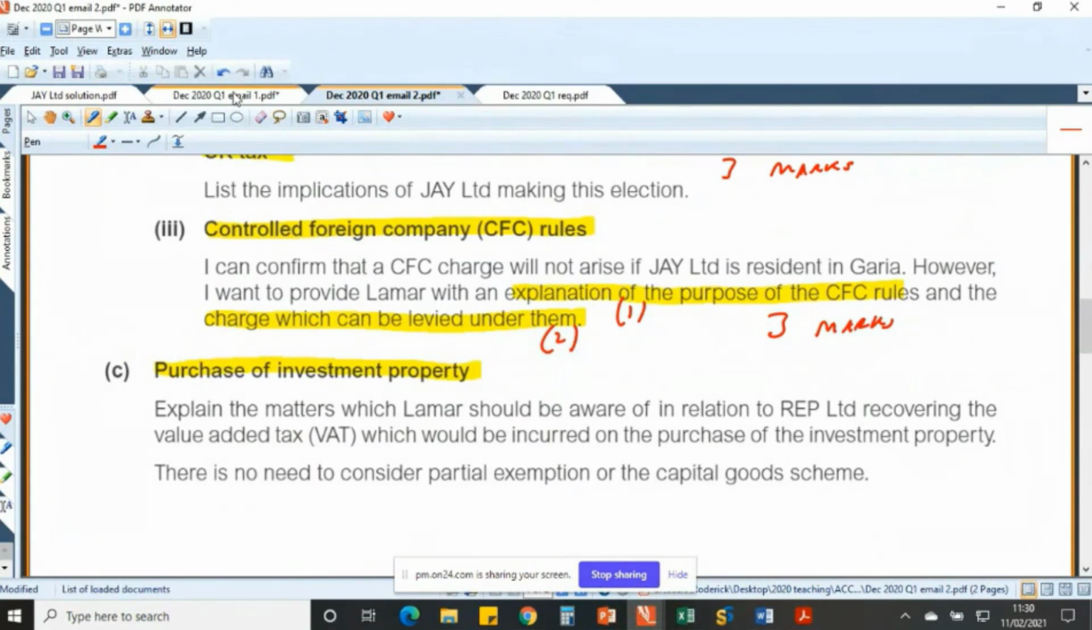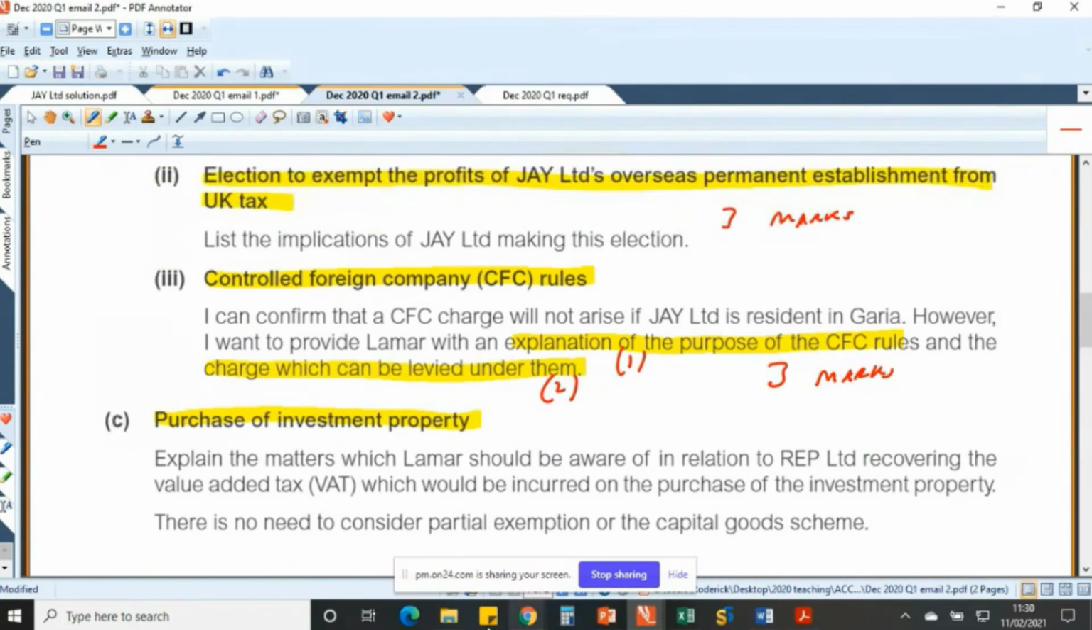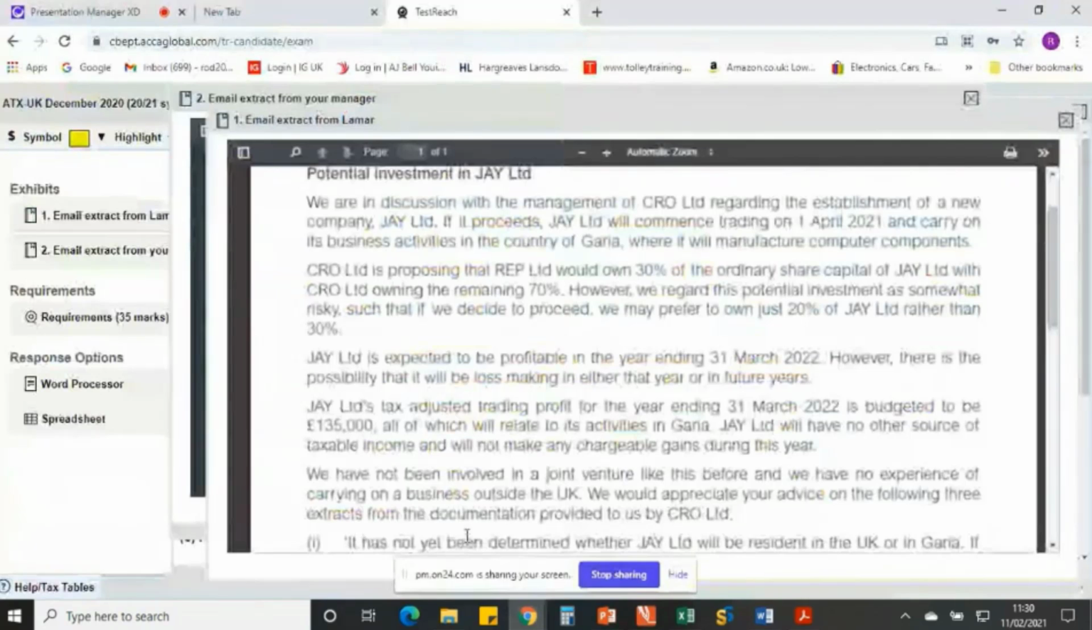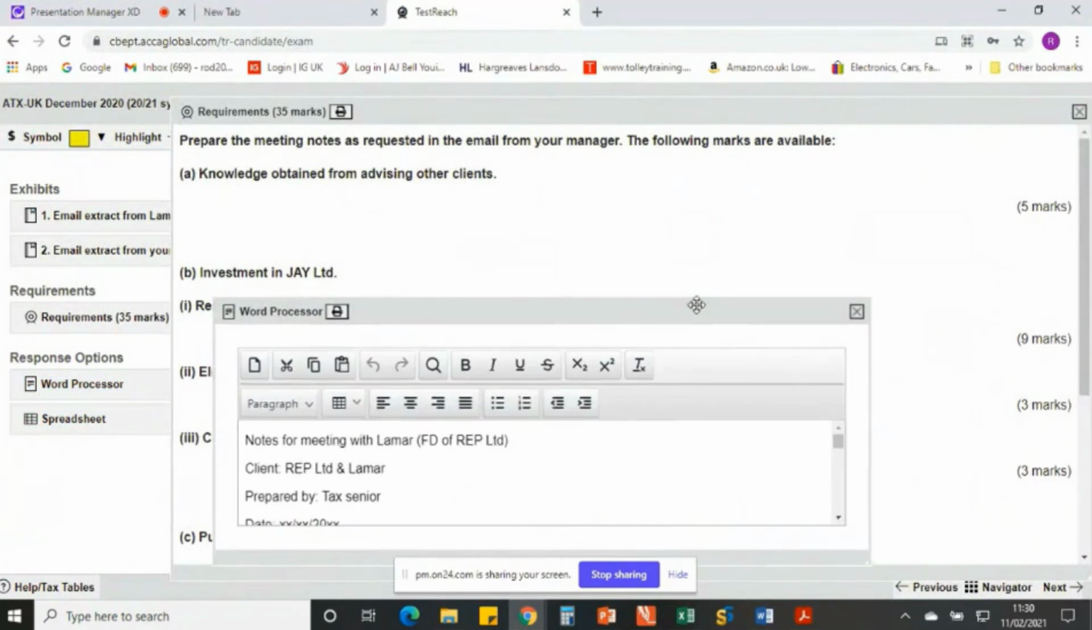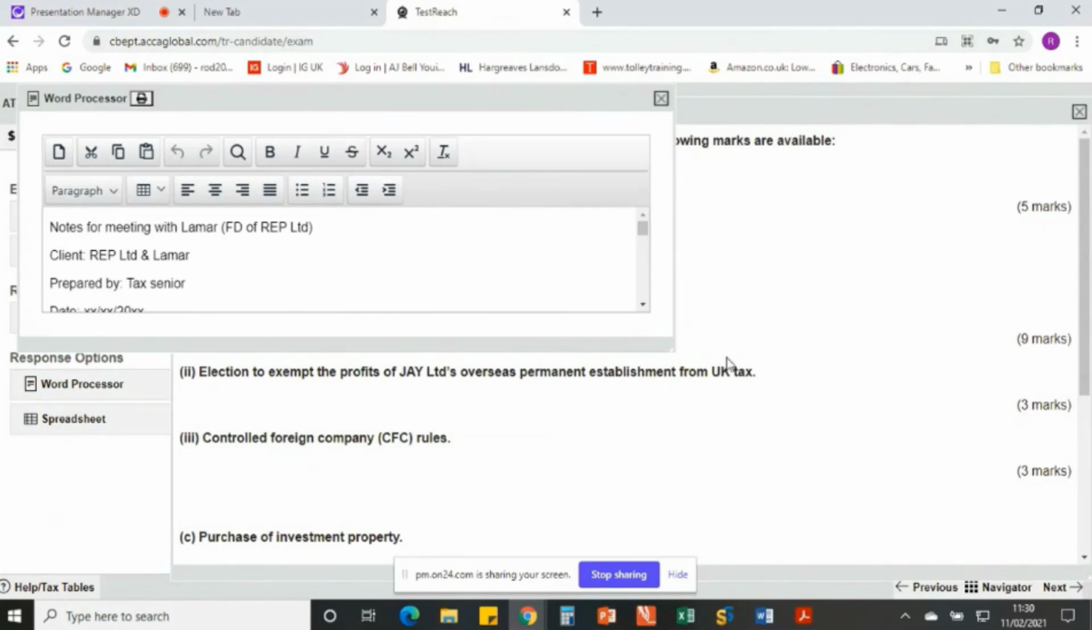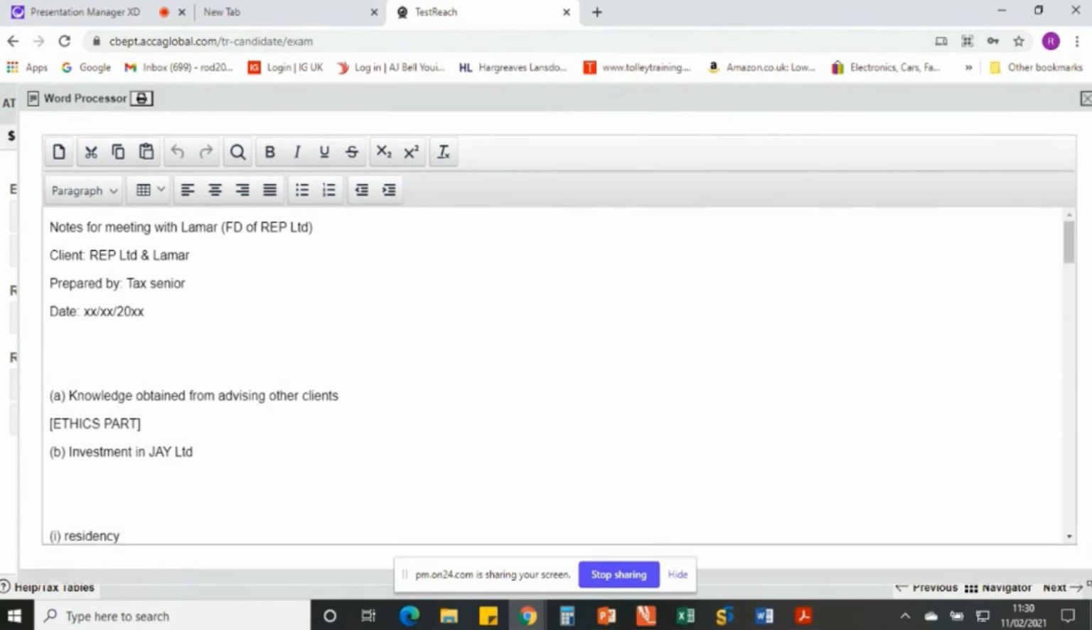Let me now go back to the software. Okay, and I'm going to close this down for the moment. That was the required. And I'm going to bring up the word processor part of it. Okay, now I've prepared some of the answer here. And so let's have a look at it.